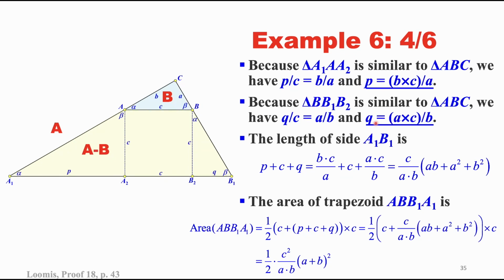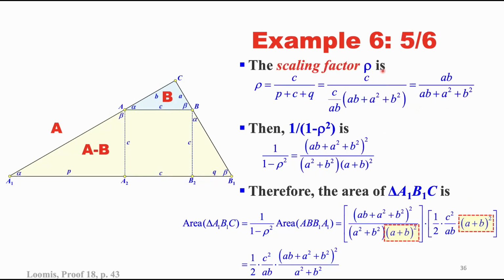Similarly, we have Q. So the side length of A1B1 is P plus C plus Q. This is P, this is C, and this is Q. The area of trapezoid ABB1A1 is the top side plus the bottom side multiplied by the altitude. The scaling factor is C over P plus C plus Q.